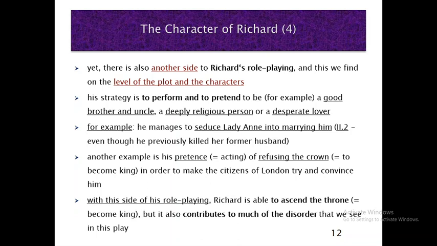So let's summarize his acting or role-playing. There are two sides to it. One side directed towards the audience, and with this, I would argue, he manages to gain our sympathy. And there's a second side to it on the level of the characters, and this enables him, via his acting and his plots, to become king. But with his acting, with his role-playing, with all this plotting, he also creates much of the disorder that we see in the play.